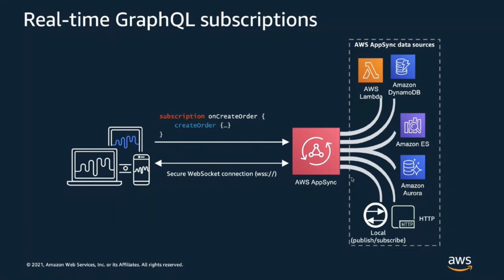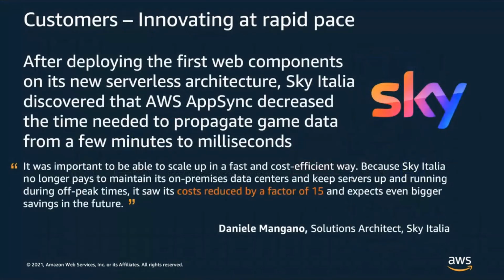We looked at the real-time situation with the chat application. But we have other customers like Sky Italia, that again are using AppSync to innovate at a really quick pace. And they're using AppSync to deploy their web components. And they're using AppSync to decrease the time needed to propagate real-time game data from a few minutes to milliseconds. And they've accomplished that by using subscriptions with AWS AppSync.